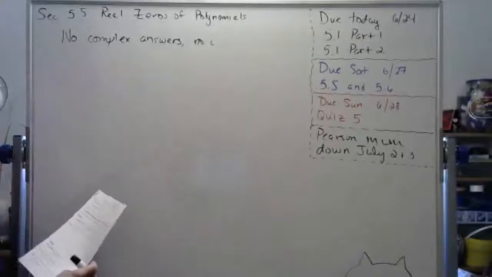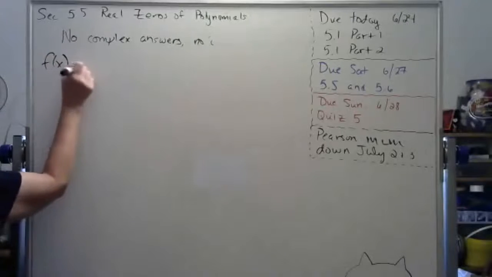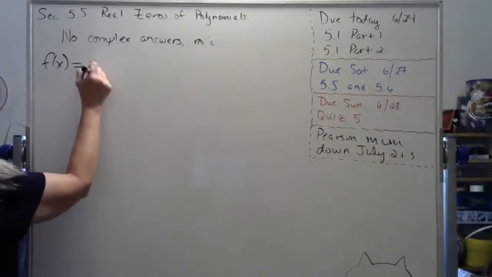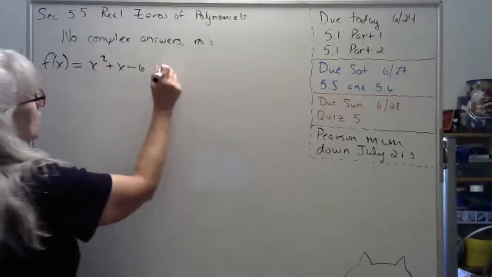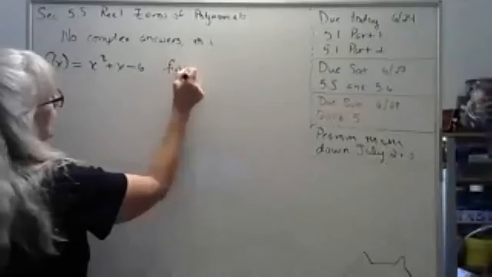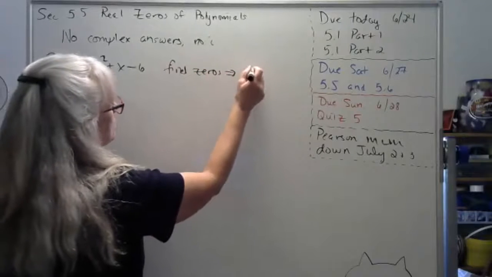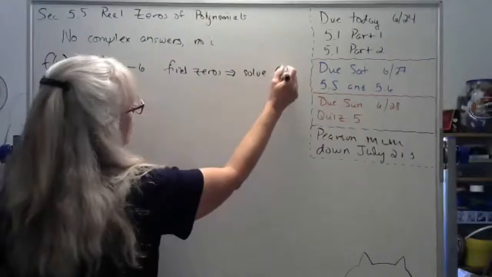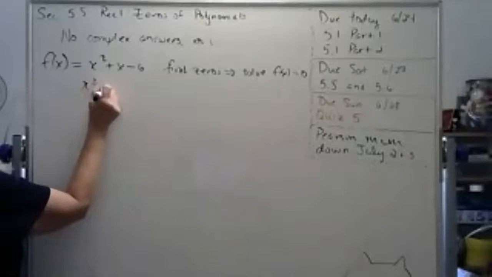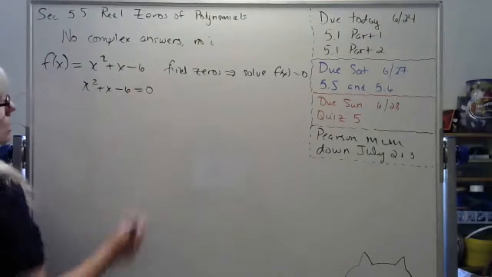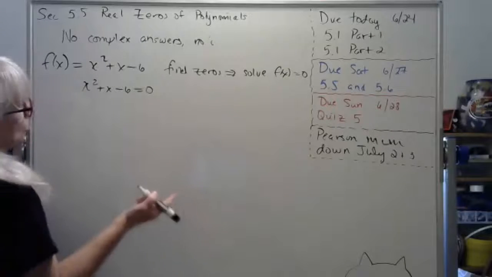So what we know right now is if I gave you f of x equals x squared plus x minus 6, and I ask you to find the zeros, what I'm really asking you is to solve f of x equal to 0. So in other words, you would take that function and set it equal to 0, and that would give you the x-intercepts, which are also the zeros, which are the solution. And you already know how to do that.